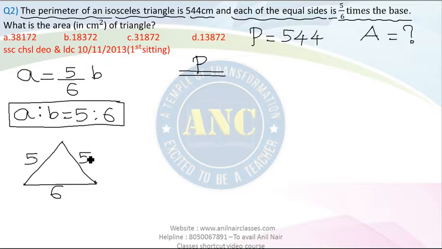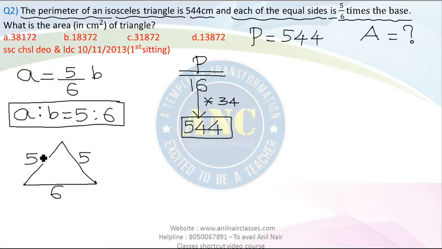According to the ratio, perimeter is 5 plus 5, 10, 10 plus 6, 16. But according to the question, perimeter is 544. 16 should become 544. 16 into which number is 544? 16 into 34 is 544, because 30 into 16 is 480, 4 into 16 is 64, and 480 plus 64 is 544 itself. So multiplying factor is 34.